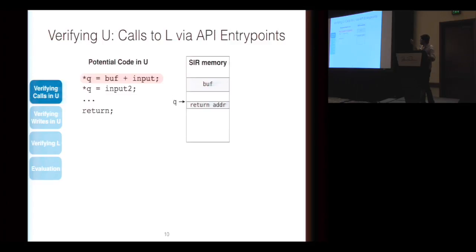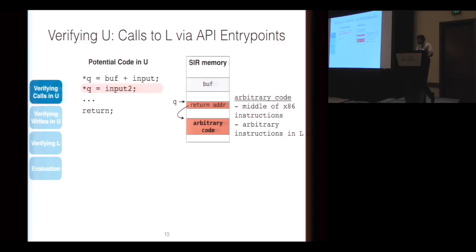So now the adversary can make Q point to the return address. Q is dereferenced to write some other value. And this allows an adversary to change the return location in the code. And it could be some arbitrary code, such as in the middle of instructions, which can happen because x86 instructions have variable length. It can just make it point to some arbitrary instruction in L and not necessarily an API entry point. And finally, as soon as you invoke the return instruction, it jumps to arbitrary code, and now you are running arbitrary instructions, and all guarantees are lost.